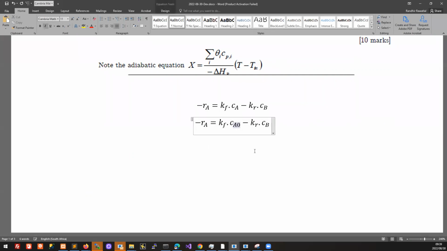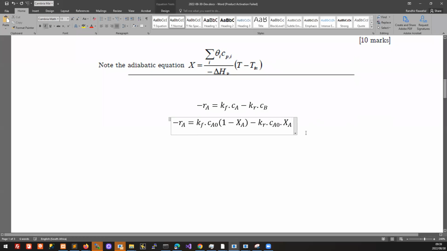And then, of course, we know we can write Ca as Ca naught times 1 minus Xa. And then Cb is equal to Ca naught times Xa. Right, so A produces B, so whatever of A is converted goes to B. So Cb equals Ca naught Xa, right? And I should say that's Xa.